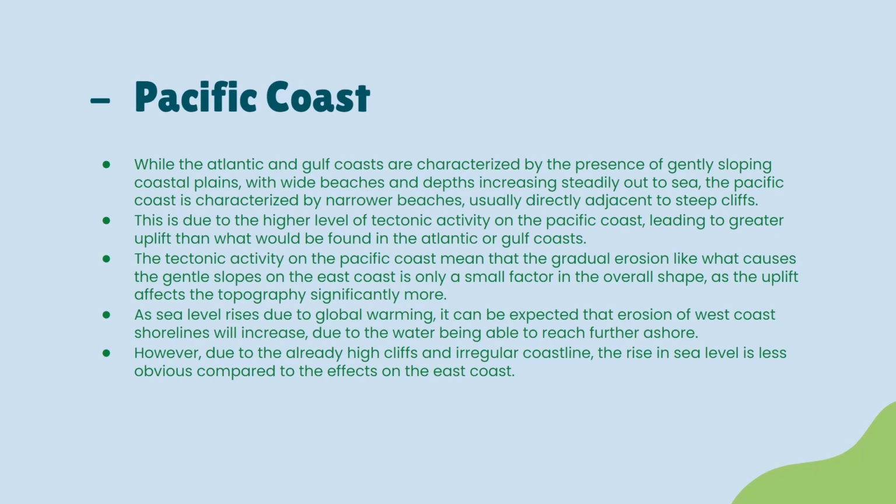As sea level rises due to global warming, it can be expected that the erosion of the West Coast shorelines will increase, due to the water being able to reach further ashore. However, due to the already high cliffs and irregular coastline, the rise in sea level is much less obvious compared to the effects on the East Coast.